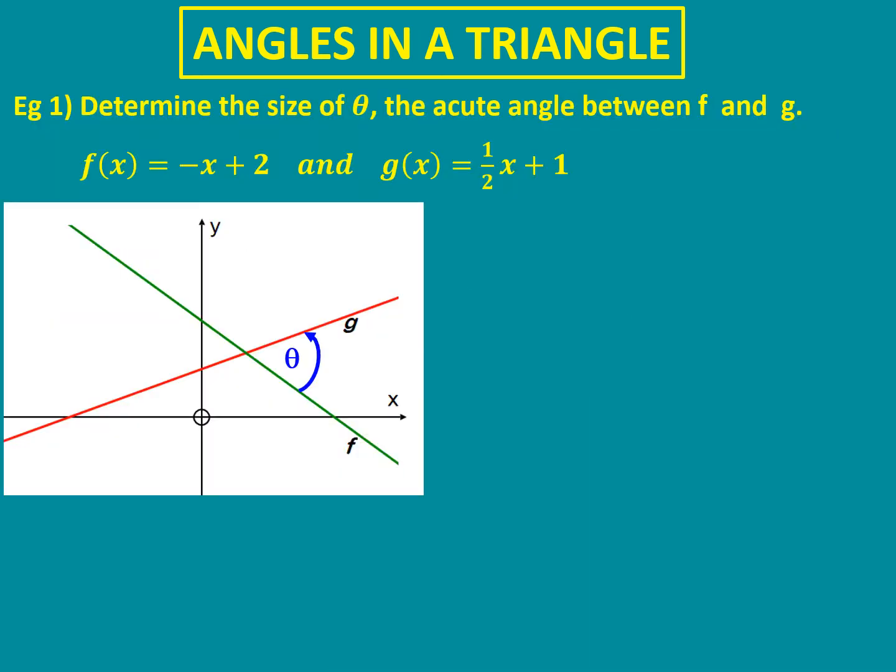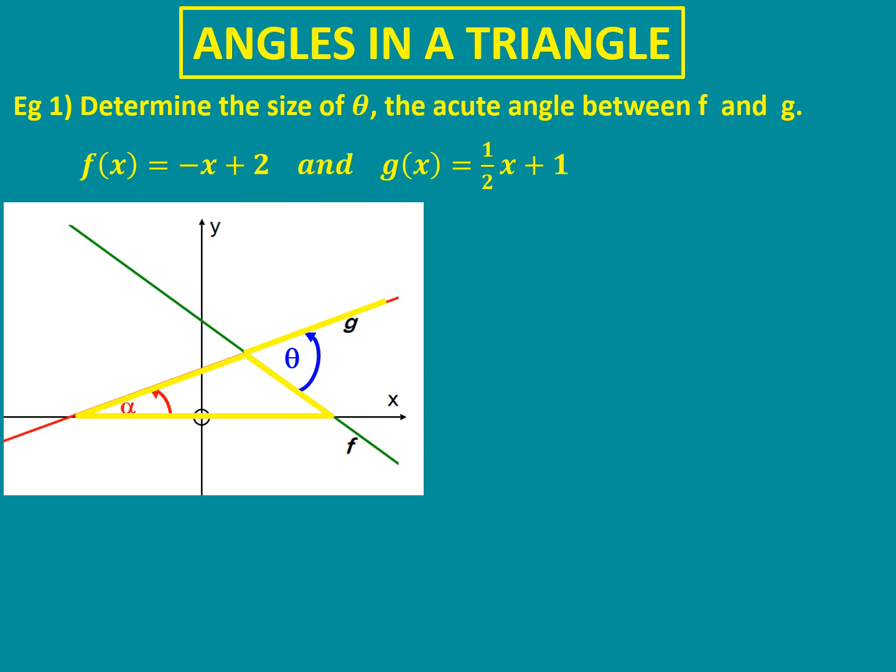Okay, let's look at determining the size of theta, which is the acute angle between those two straight lines. And if I have a look, that acute angle outside is actually the exterior angle to that yellow triangle. Now, what information have I got to work with? Well, I've got two straight lines. And the only way those two straight lines can help me is with angles of inclination. That's the only way I can use straight lines and degrees in the same question.